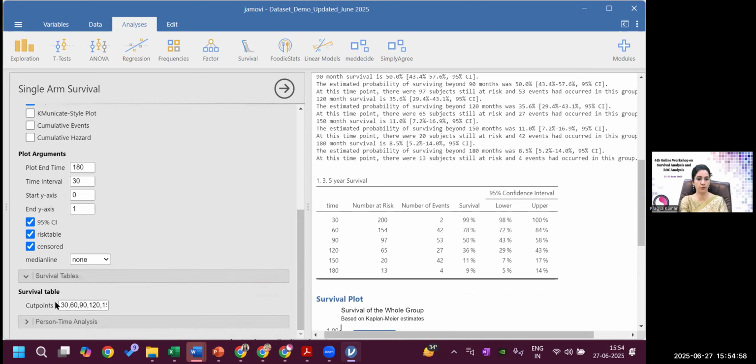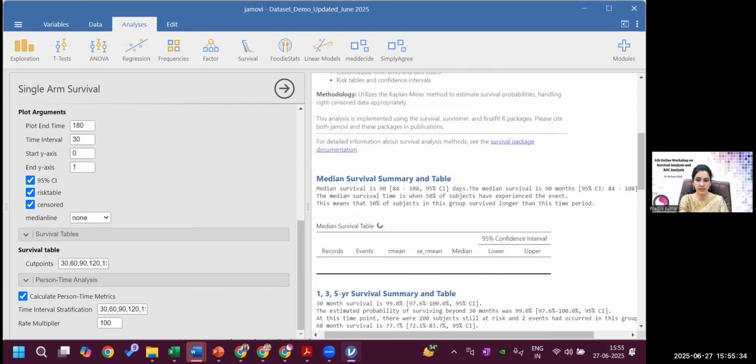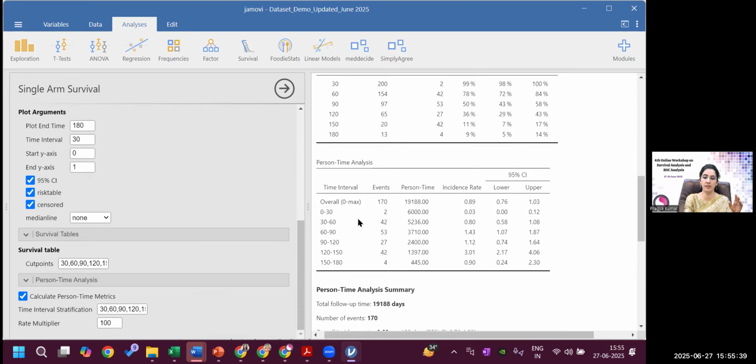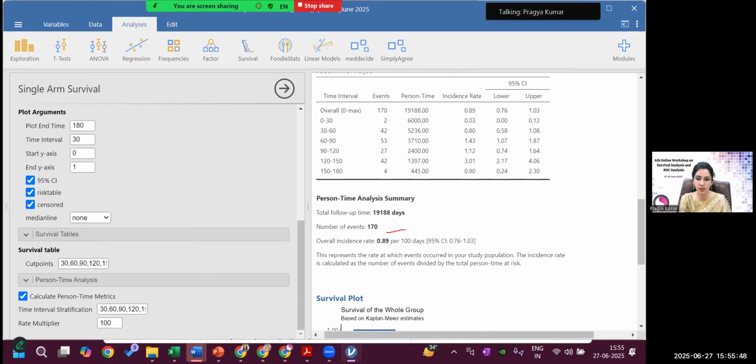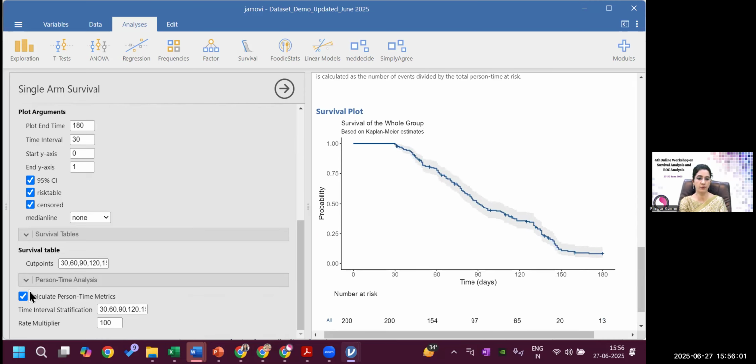And the survival table I have shown you, the cut point you have to show. And then if you wish to have a person time analysis, you can click that also. Here also you define the matrix. You calculate the incident rate using the person time. So in the numerator, you take the number of events that happened, and in the denominator, you take the total person time. Here also you can divide it like 30, 60, 90, 120, 150, and 180. And the rate multiplier is 100. So if you see, it is giving you, in the time interval, the overall incident rate, and the total overall incident rate is 0.89 per 100 days. So on the basis of person time, it calculates the incident rate of cessation of breastfeeding also. So this also you can use.